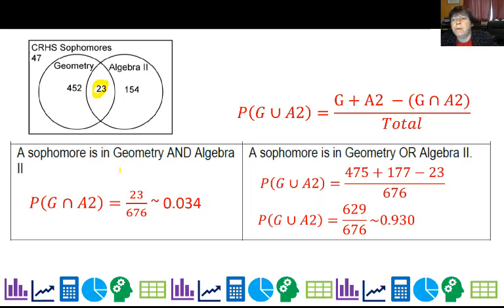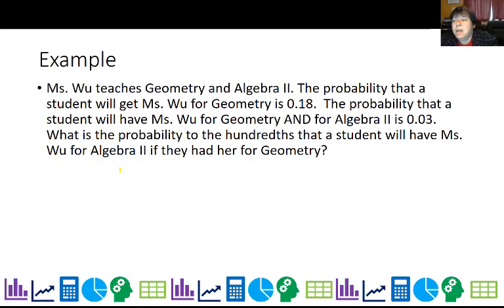Now, sometimes you'll have problems without Venn diagrams. Miss Wu teaches geometry and algebra 2. The probability that a student will get Miss Wu for geometry is 0.18. The probability that a student will have Miss Wu for geometry and for algebra 2 is 0.03. What is the probability to the hundredths that a student will have Miss Wu for algebra 2 given they had her for geometry? A lot of times when you see that word if, that can be said as given.